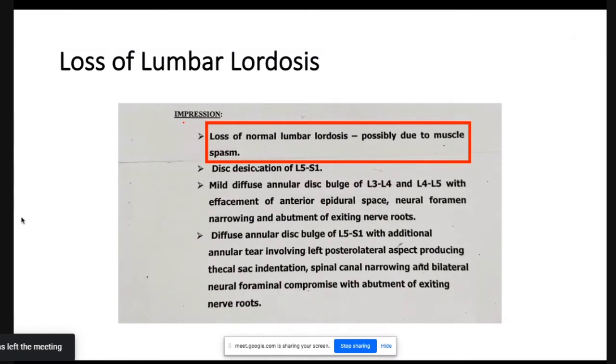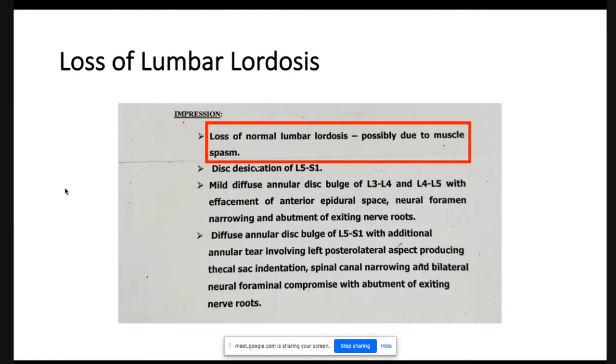Now let's come to the lumbar lordosis. This is similar to the condition of cervical lordosis. See, loss of normal lumbar lordosis, because the report itself says normal lumbar lordosis is lost, and as all the points we discussed are explained here, possibly due to a muscle spasm. All other things will become secondary.